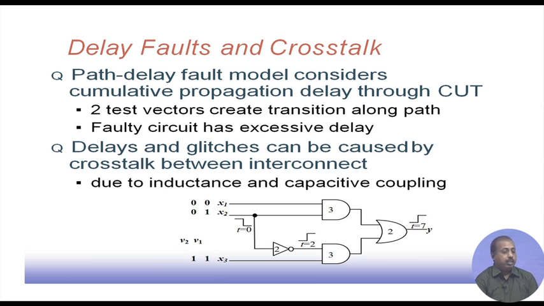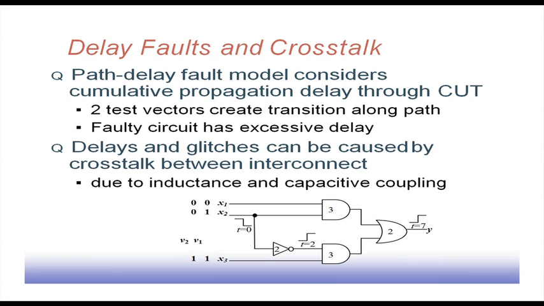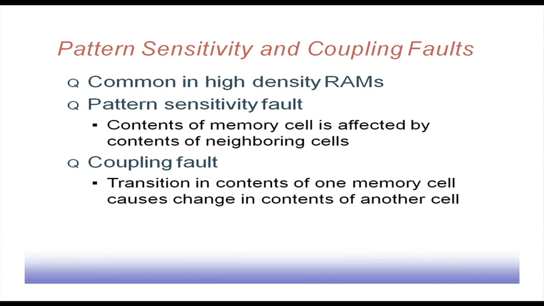Why did this happen? This happened due to the delays of individual gates, plus if I have a number of signal lines running parallel, there may be the effect of one line on other lines. So, one line may force other lines to transition either positively or negatively.